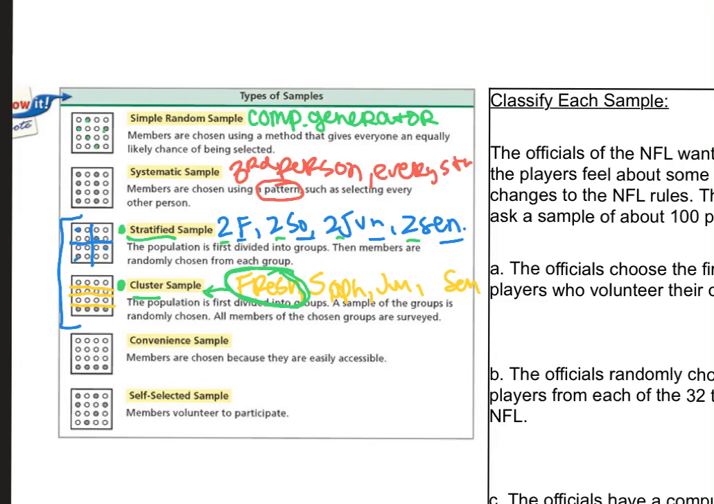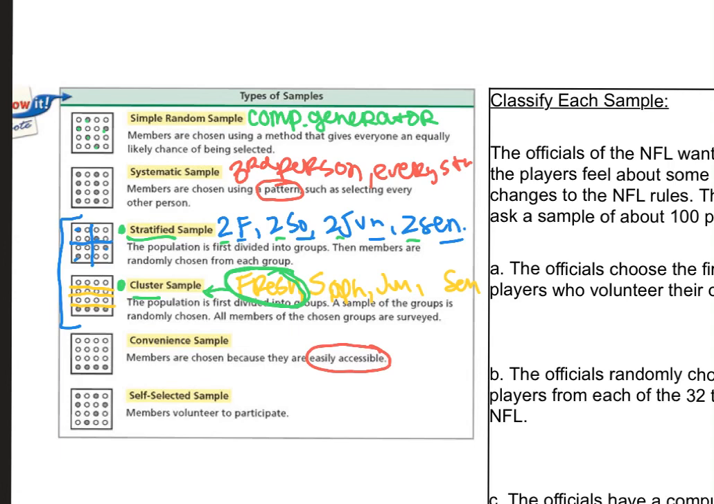Convenience: the keyword here is easily accessible. It's something that's easy for you to get data from. So let's say I am trying to do a survey and I pick the first 3 people that walk into school that day. That's convenience because it's easy for me just to get it done.